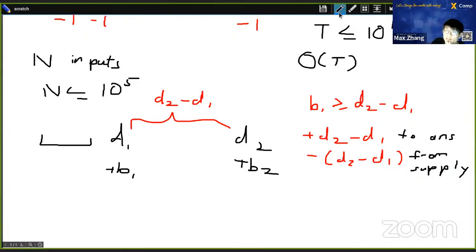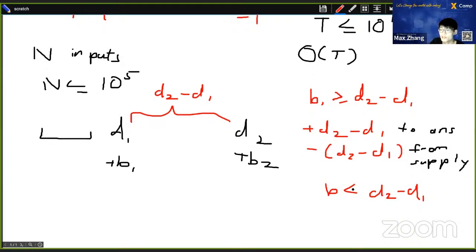What is the other case? The other case is when B is less than D2 minus D1. Then what happens? Well, we're not going to have hay bales on every single day. We're going to run out before the days are over. But this case is also just that we eat all B hay bales available. So we add B to the answer, and then we subtract B from our supply, and our supply is 0. Then when we get to day D2, we just add B2 to our supply, and then we consider D3 and onwards. And so it's the same idea again.